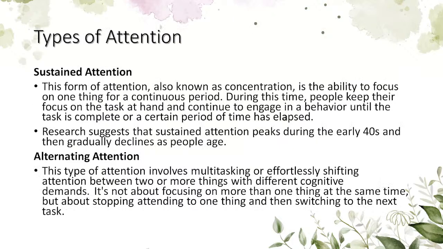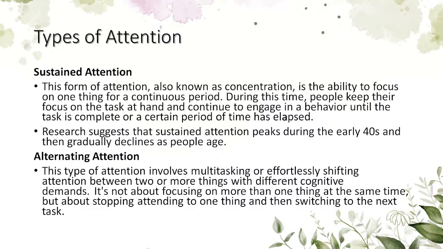So, we've got different types of attention, and let's discuss them. First of all, sustained attention. This form of attention, also known as concentration, is the ability to focus on one thing for a continuous period. During this time, people keep their focus on the task and continue to engage in a behavior until the task is complete or a certain period of time has elapsed. Research suggests that sustained attention peaks during the early teens and then gradually declines as people age.